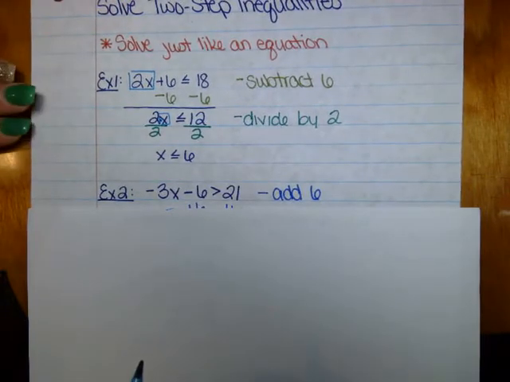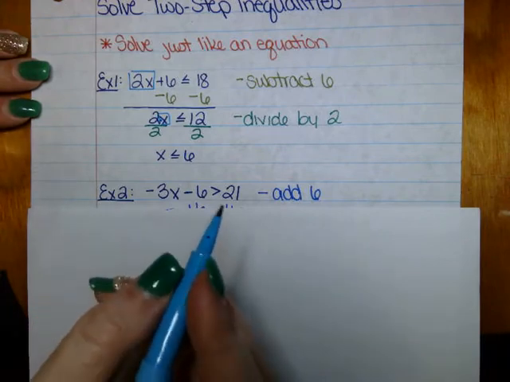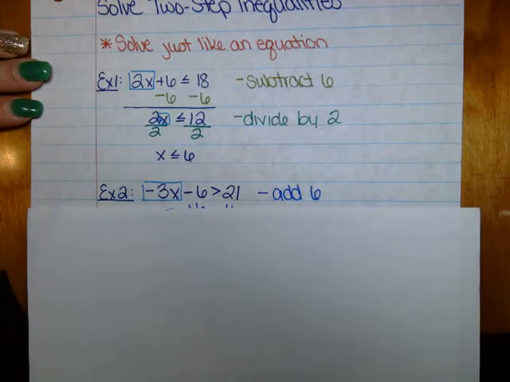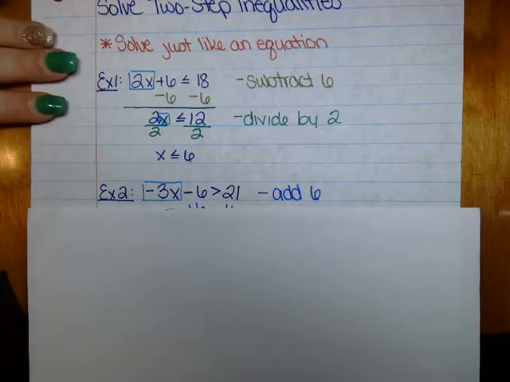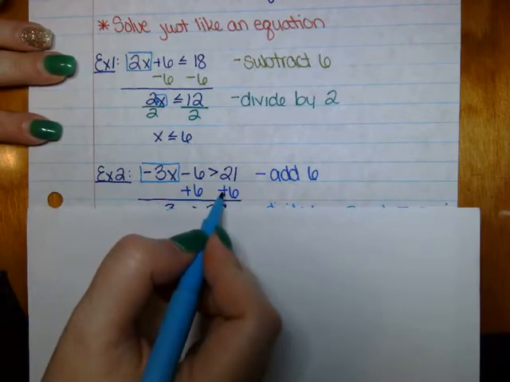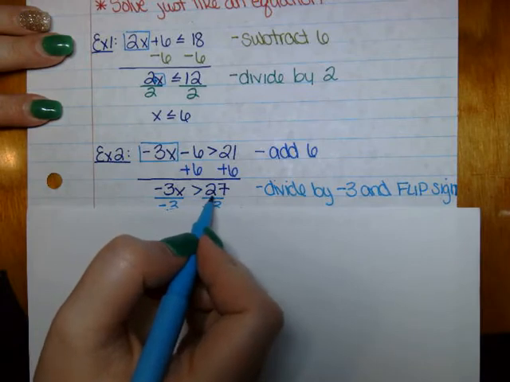For my second example, I have negative 3x minus 6 is greater than 21. If I want to isolate this negative 3x, I first have to get rid of the 6 by adding it to both sides. So when I add 6 to both pieces, I end up with negative 3x is greater than 27.